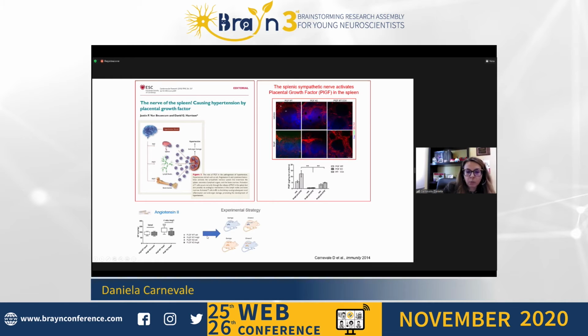But more importantly, when we exploited again the generation of spleen-transplanted mice, thus having a knockout spleen in a wild-type mouse or just the opposite, and we infused angiotensin II and measured blood pressure, we found that it is sufficient to have a knockout of PLGF inside the spleen to be protected from hypertension, independently from the presence of PLGF in the rest of the body, thus indicating that PLGF, upon a neuroimmune activation inside the spleen, is able to promote an immune response that is necessary for blood pressure increase.